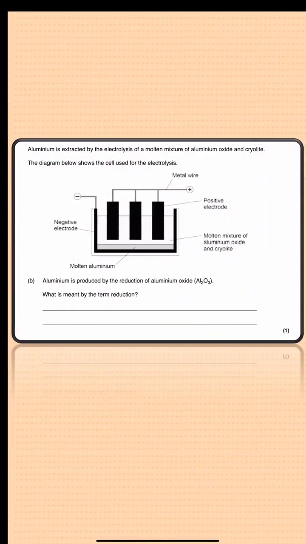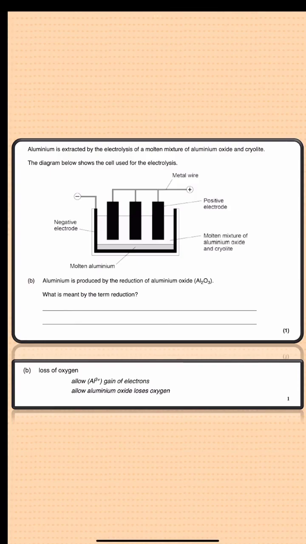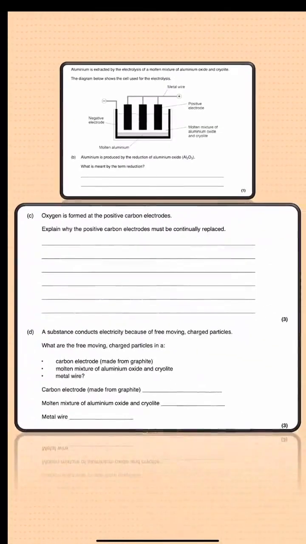What is meant by the term reduction? Yes, most of you said this earlier. It's the gain of electrons because of OIL RIG. We can say that. Okay. I thought it said loss of electrons. I just realized, loss of oxygen. We said gain of electrons. That's fine. You can say loss of oxygen as well. Yep. Oxygen is formed at the positive carbon electrodes. Explain why positive electrodes must be continually replaced.